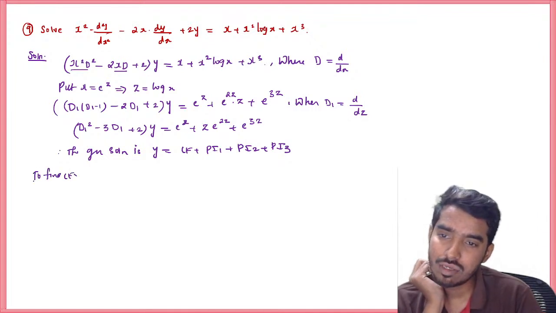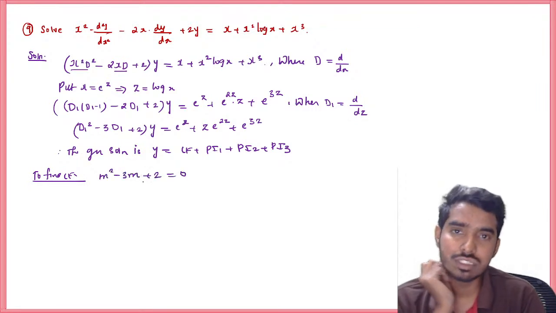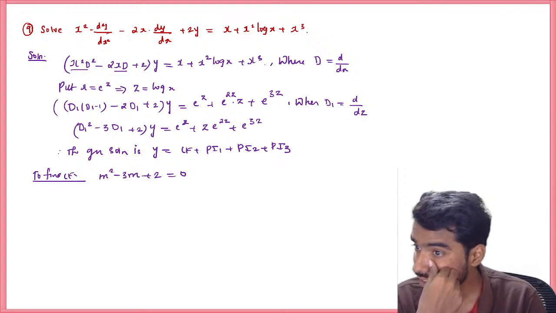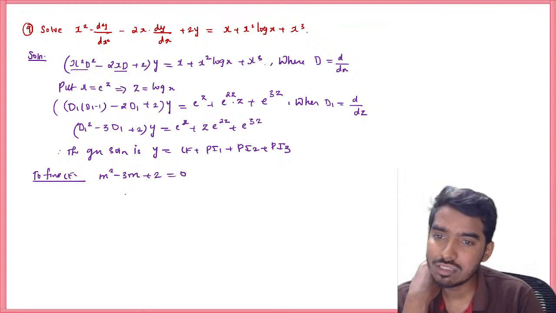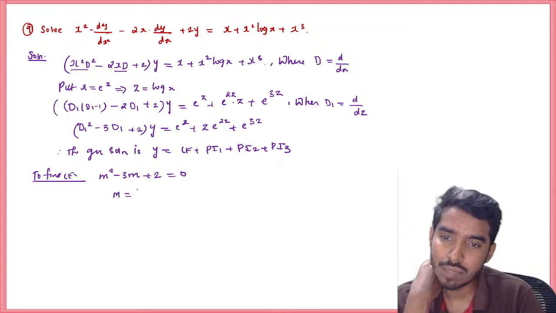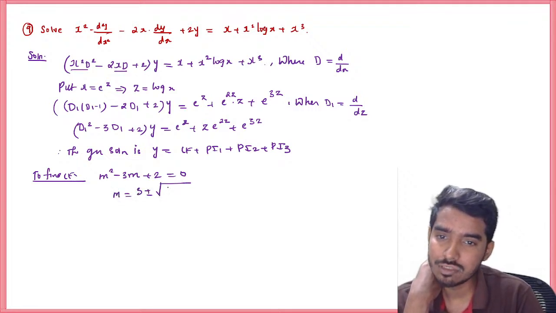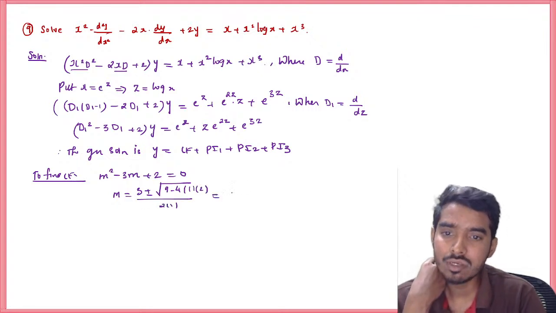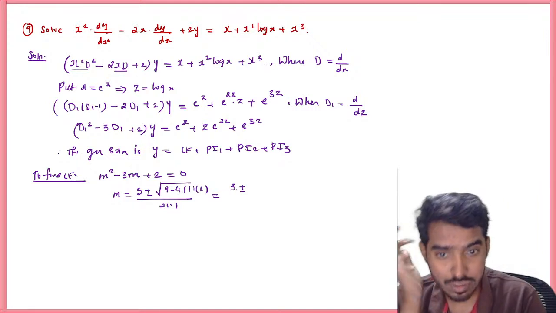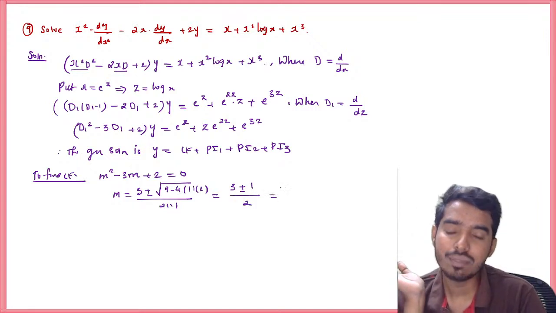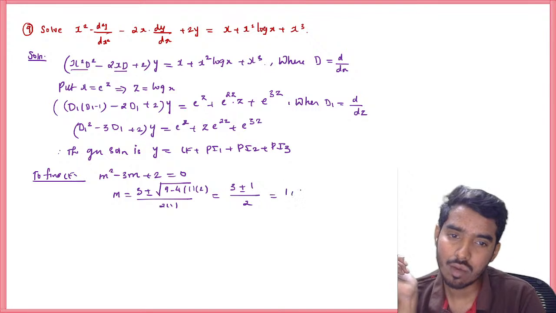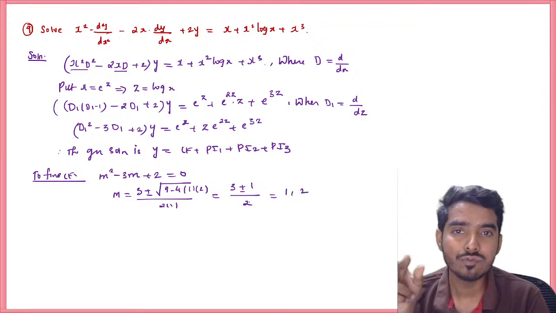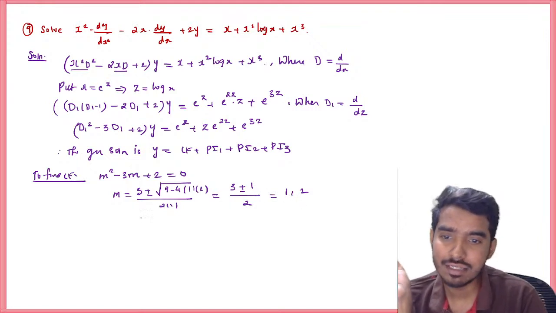Now to find CF, what is the auxiliary equation? It is m square minus 3m plus 2 is equal to 0. Solve this and find the roots. m is equal to minus b plus or minus root of b square minus 4ac divided by 2a. So we will have 3 plus or minus root of 9 minus 8, which is 1, by 2. 3 plus 1 by 2 is 4 by 2, which is 2. 3 minus 1 by 2 is 2 by 2, which is 1. We will have 1 and 2. So the roots are real and distinct.